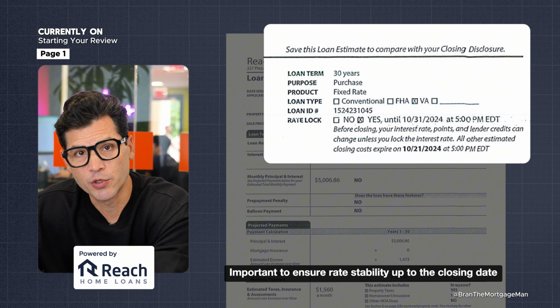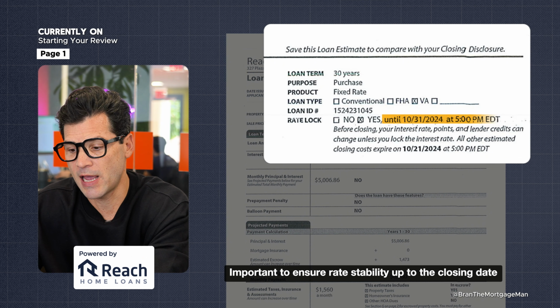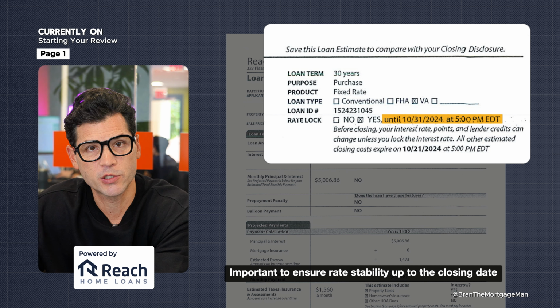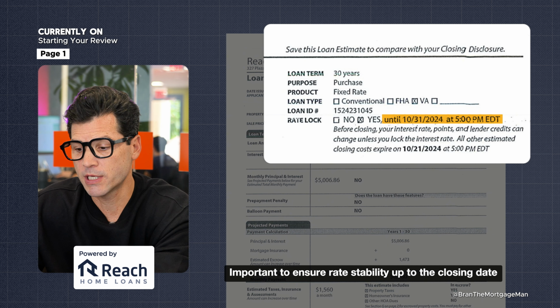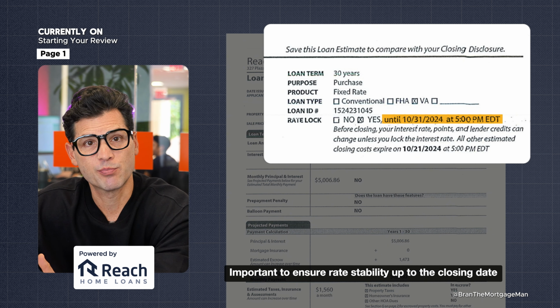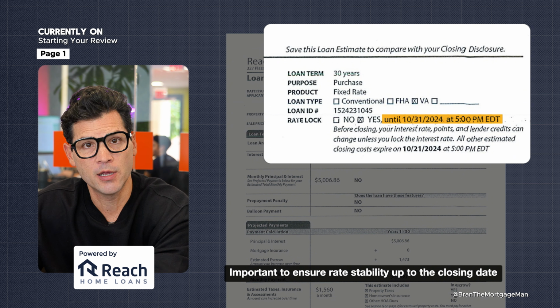Now, assuming it is locked, you want to make sure that it's locked through your closing date. If you notice, it says yes until 10/31/2024 in this example. Well, the closing for this particular buyer is prior to October 31st, 2024. So their rate lock is good beyond their closing date. You want to make sure that if your rate is locked, it's locked through your closing date at a minimum.